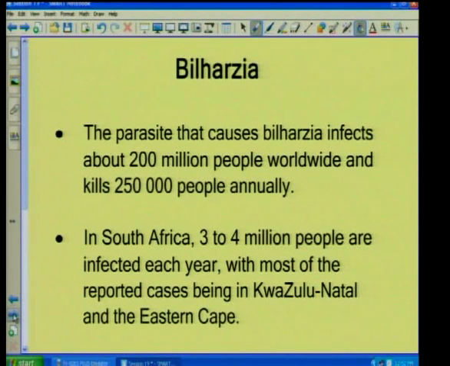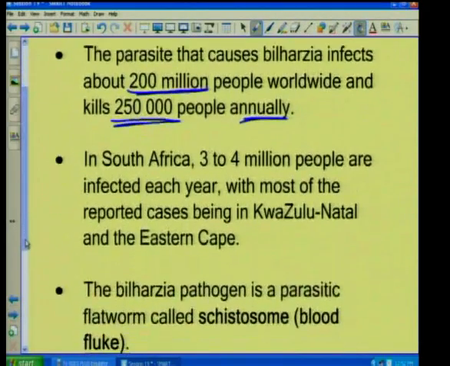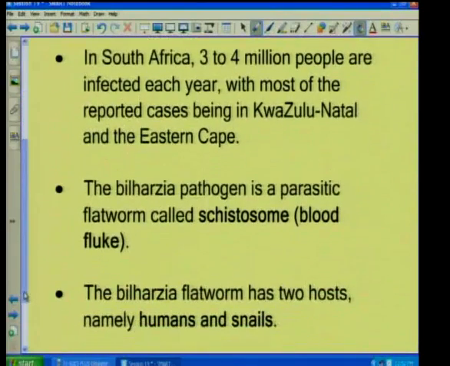Bilharzia, the parasite that causes bilharzia, infects about, now people look at this, 200 million people worldwide, and 250,000 people are killed annually because of bilharzia. Now in South Africa, we've got 3 to 4 million people infected each year, and most are reported cases in KZN and also the Eastern Cape.